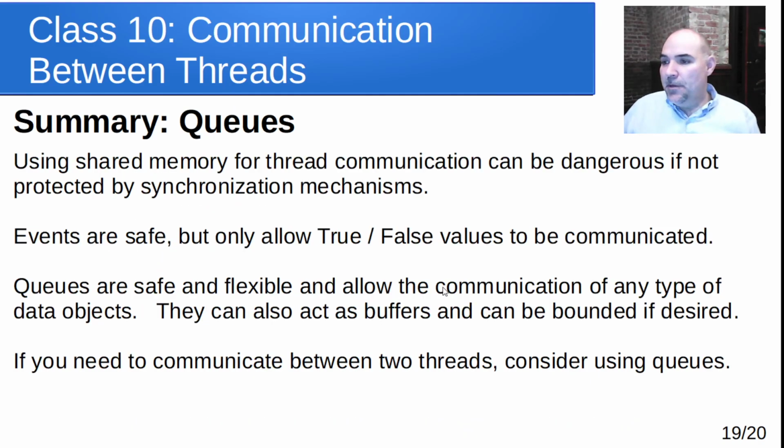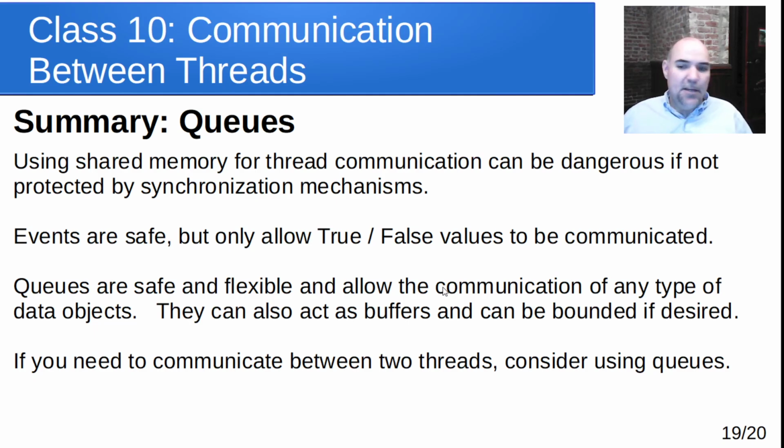All right, so a quick summary of queues. What's the motivation? Well, using shared memory for thread communication can be dangerous if we're not protecting it with synchronization mechanisms. And we have to make sure we're using those synchronization mechanisms properly, like we did with that monitor concept with condition variables. Events are guaranteed to be safe, but they don't allow us to communicate anything other than a true or false value. So those aren't really general purpose. But queues, they're safe, they're flexible, meaning you can use them for one-to-one, one-to-many, many-to-one, many-to-many, all kinds of relationships between any number of threads.